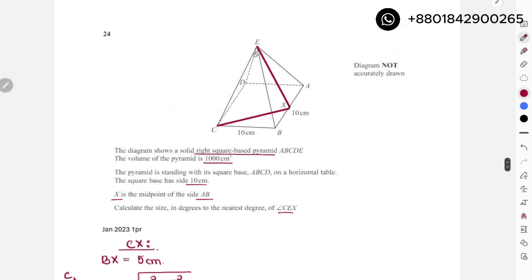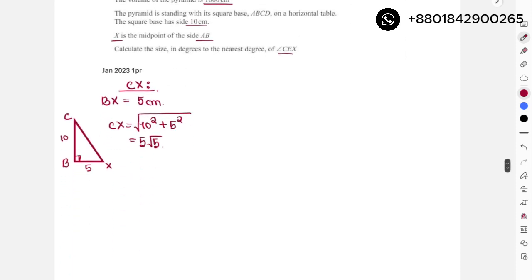Then we need to move to calculate the value for EX. For that, I would need the height over here. For that height, I would need the volume. Okay, that's why they have given me the volume, because I want to use that volume to calculate the height over here. Using that, we can find out EX and CE and everything. As this one is a pyramid, for a pyramid the volume is 1/3 base area times height.